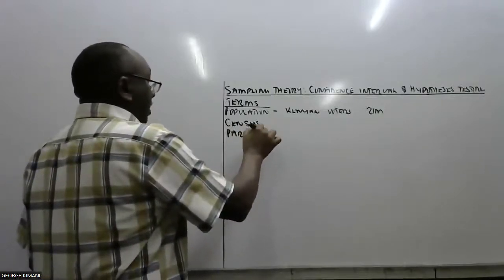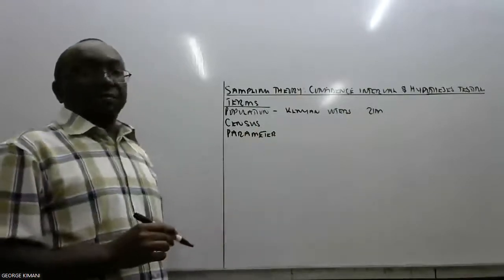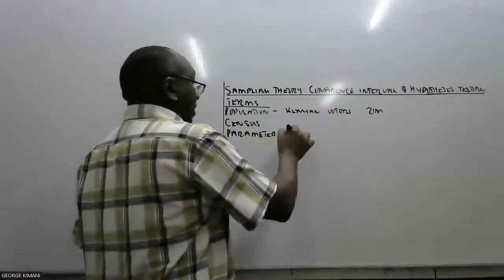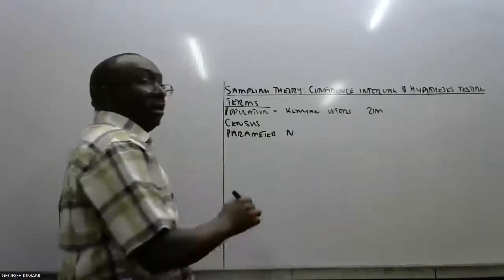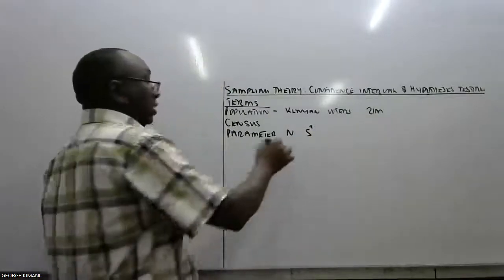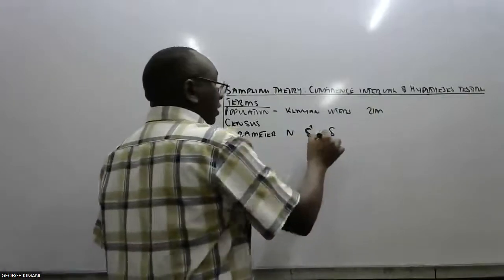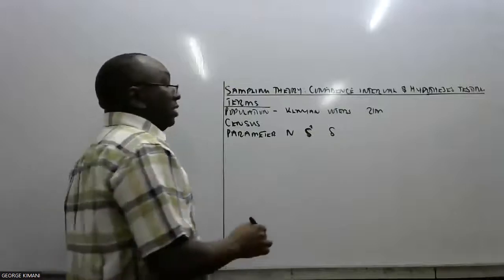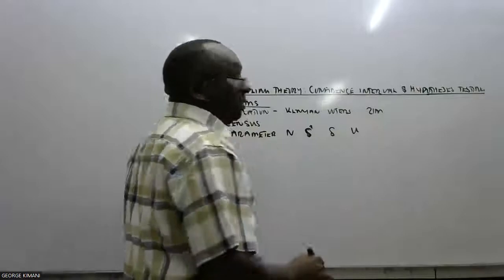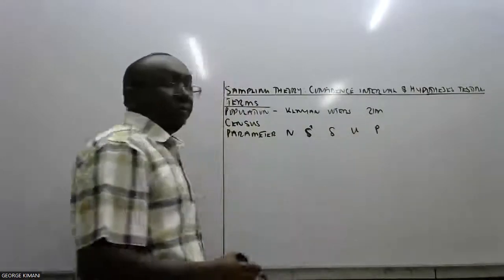Then we have something called parameter. Now, a parameter is a measure that describes the character of the population. The most notable parameters are size, represented by capital N. We have the variance, which is represented by delta square. Then we have the standard deviation, represented by delta. Then we have the mean, which is represented by mu. And we have the proportion, which is represented by P.